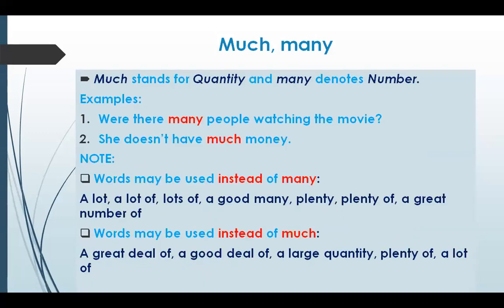Much, many. Much जो है it stands for quantity, many denotes number. तो याद रखना much का usage हमने करना है with abstract nouns, with quantity that can be measured but not counted, and many is used with numbers. Were there many people watching the movie? She doesn't have much money. ठीक है? So money के साथ हमने much का usage किया और people जो कि number है, countable number है, many का use किया.